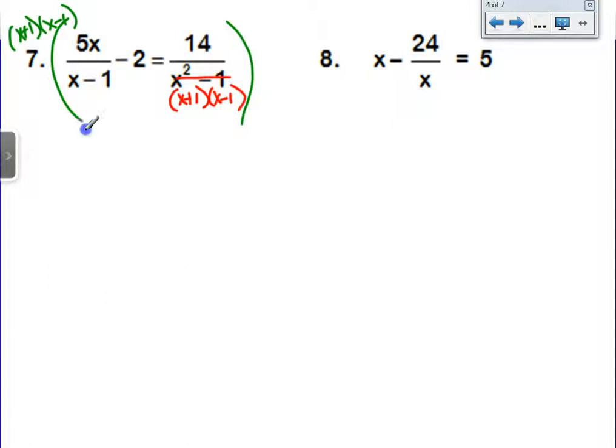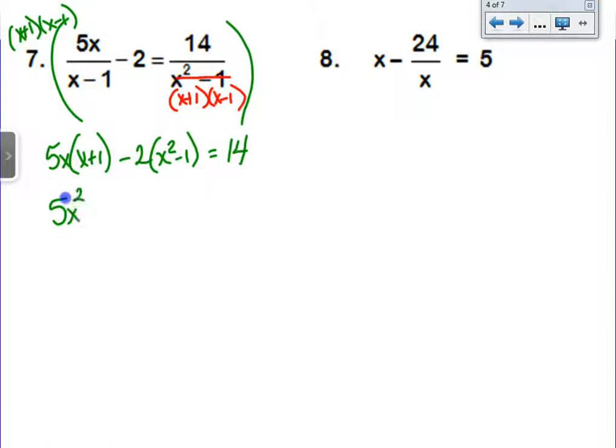Let's see here. In the first fraction, the x minus 1's cancel, but you still have a 5x times the x plus 1. Okay. Now the negative 2 is going to multiply by both the x plus 1 and the x minus 1, so I'm going to kind of cheat, and I'm just going to change that to x squared minus 1 because I know I'm going to have to FOIL it out. And then the last fraction, both of them will cancel, so you just have a 14. Now a little bit of a bummer here. We're going to have a quadratic, which of course means more work.